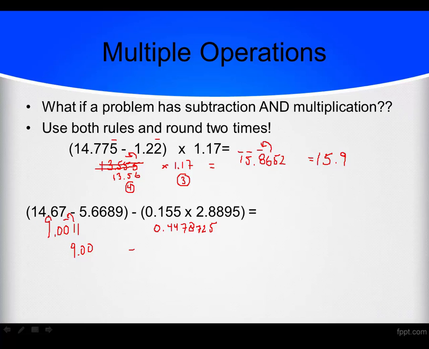How many sig figs do I want in this one? 3. 1, 2, 3. So the 8 tells me to round the 7 up. So it's going to be 0.448. And then I have to do 9 minus 0.448. And the calculator tells me that the answer is 8.552. We have to apply sig fig rules. Are we concerned about the number of sig figs or the place value here? Place value, right? Because it's subtraction. So place value looks like I can choose hundredths or thousandths.